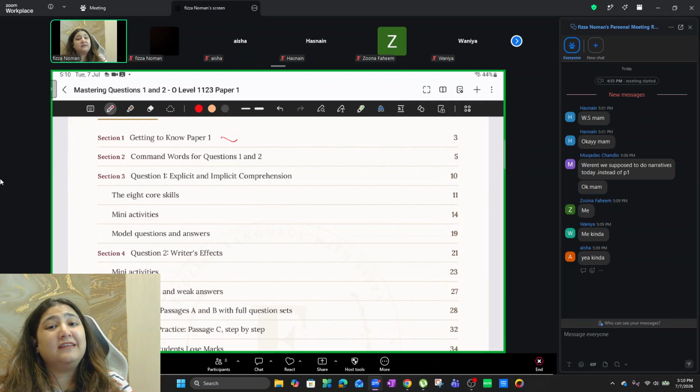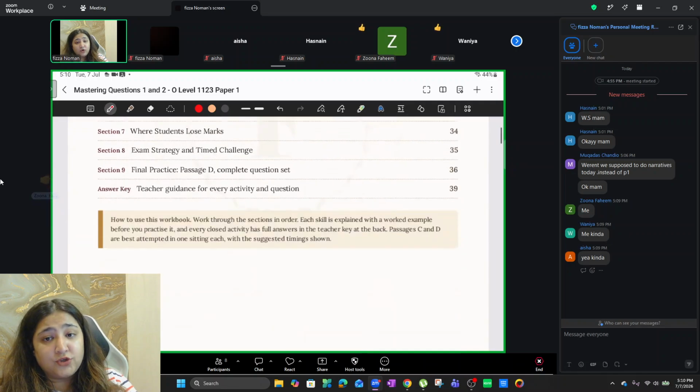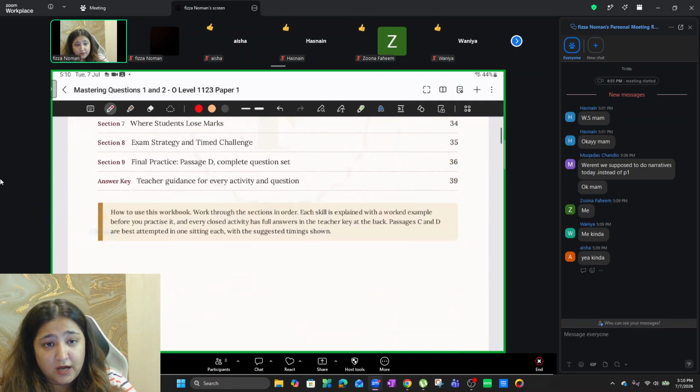And because Cambridge is very much about this, Cambridge has given us a list of command words that we need to have a good idea about to tackle different kinds of questions that come up in question 1 and question 2. Are we understood, bacho? Good to go so far? Okay. Let's move on. I hope I'm not going too fast. Yeah, boys? Okay. Alright, good enough.